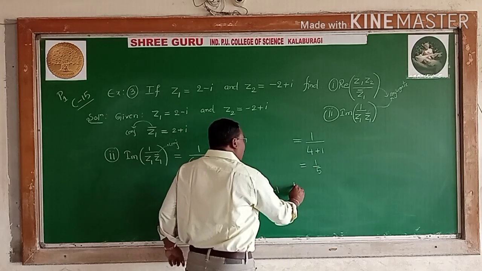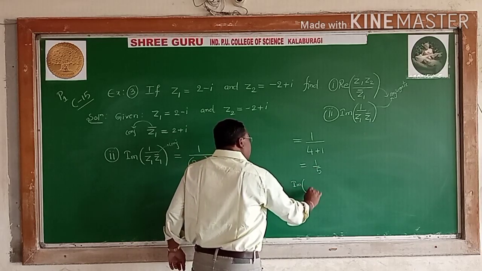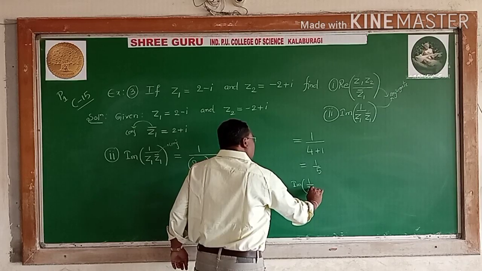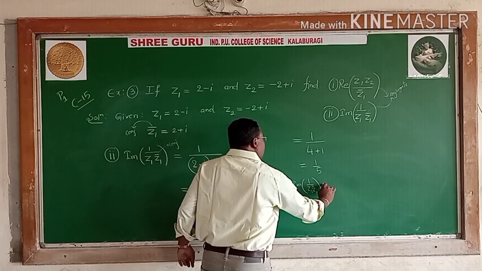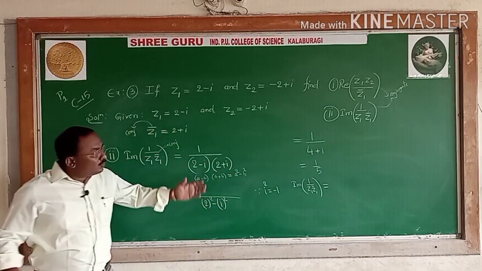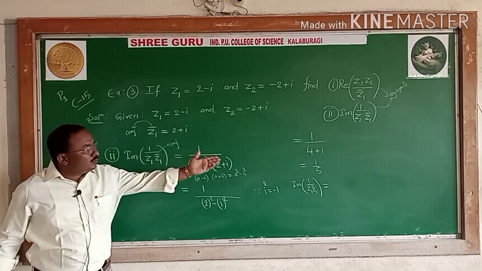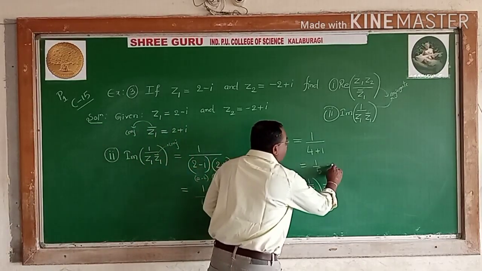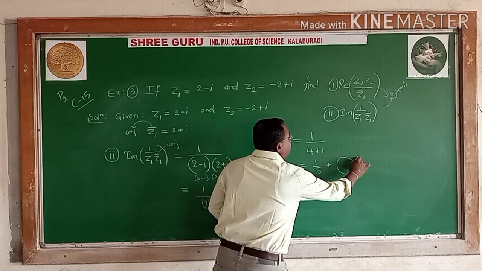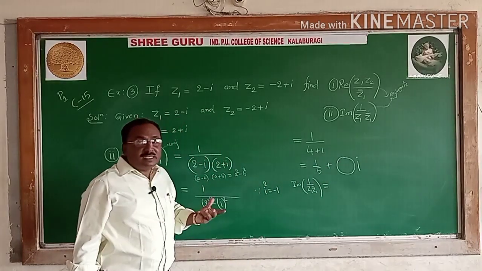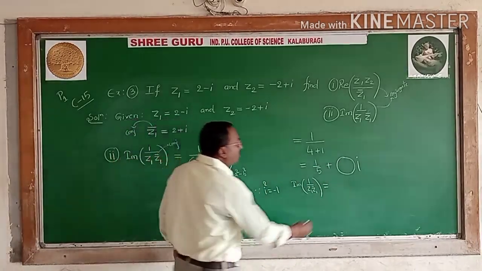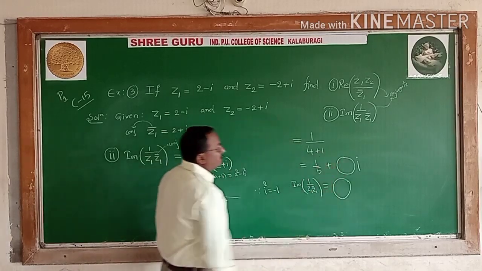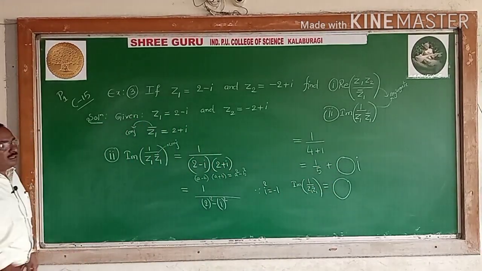Here, to find the imaginary part of that one, this is only purely real. In this place the imaginary part is what? 0. This is purely real. In this place the imaginary part is what? 0. Then the result is what? 0. Write this very carefully.